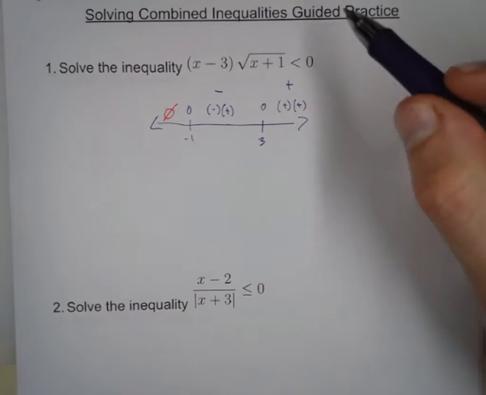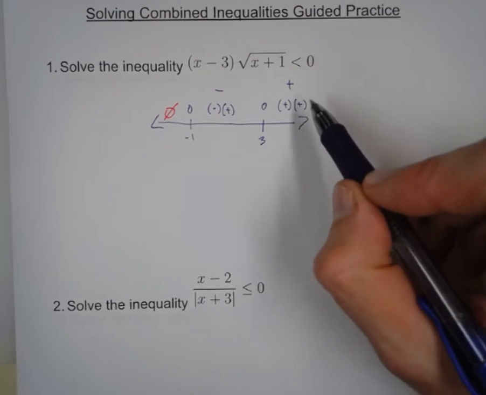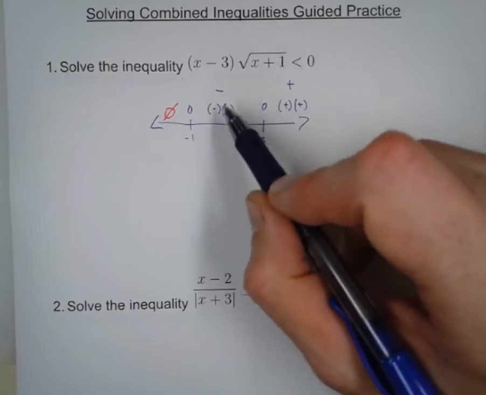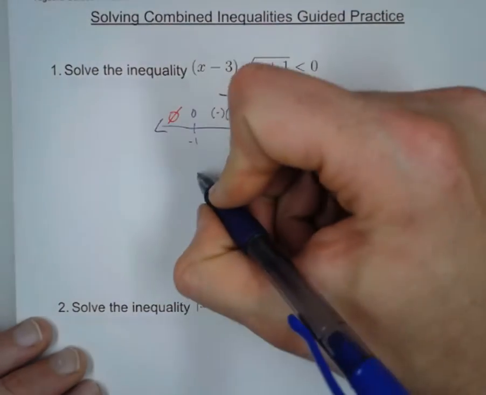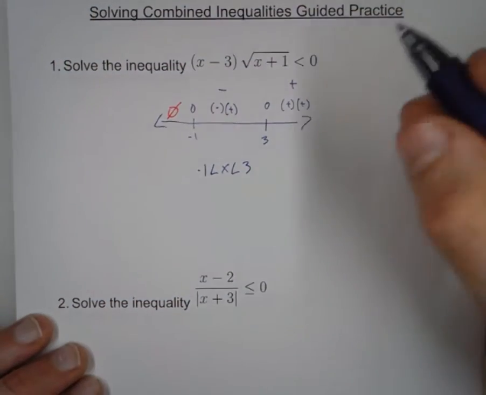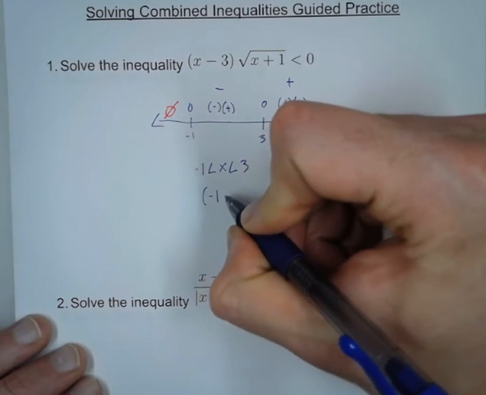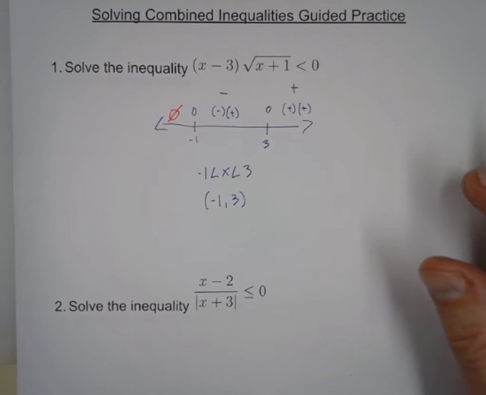Now, what are we interested in? We're interested in the interval where it's less than 0. That is, the intervals where it's negative. So that means it's going to be this interval right here. -1 less than x less than 3, or if we use interval notation, we use parentheses -1, comma, 3 parentheses.